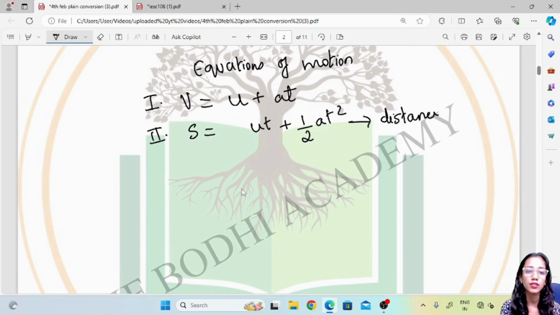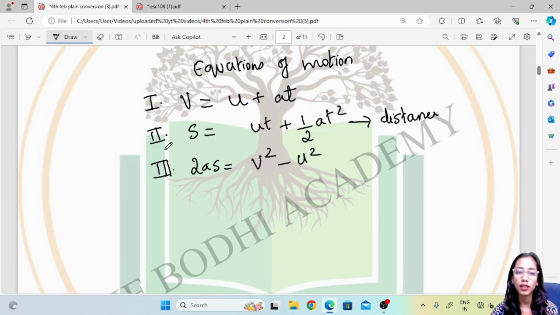The third one is 2as equals v square minus u square. So these are the three equations of motion. You can use the first equation of motion to find out the initial velocity, final velocity and the acceleration. With the second equation of motion, another quantity we can find out, that is the distance. And in the third equation of motion we can find everything: the initial, final, acceleration and the distance.